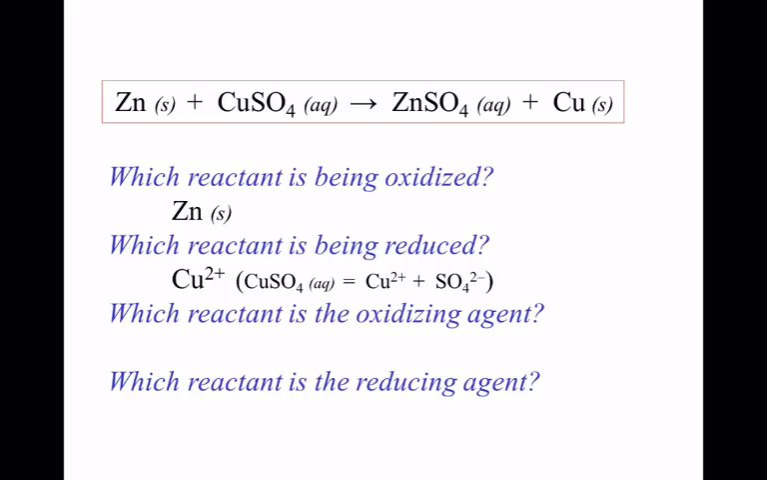Which reactant, with regard to being an agent, is the oxidizing agent? Yep, the copper +2 or the copper 2 sulfate. I take either one there. And then which reactant is, with regard to being an agent, the reducing agent? Yep, zinc. You got it.